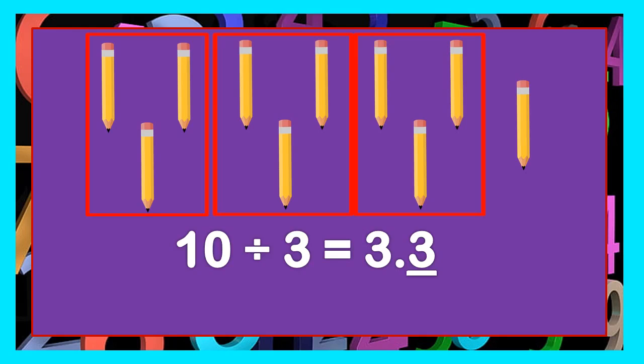Kung isusulat natin yung mathematical sentence nito, 10 divided by 3 is equal to 3.3. So, meron siyang decimal number. Nangangahulugan na merong naiwan o sobra na hindi na isama sa paghahati. So, hindi siya pwedeng hatiin sa 3 magkapantay na grupo. So, anong ibig sabihin nito? Nangangahulugan na ang 10 ay hindi divisible sa 3. Therefore, 10 is not divisible by 3.